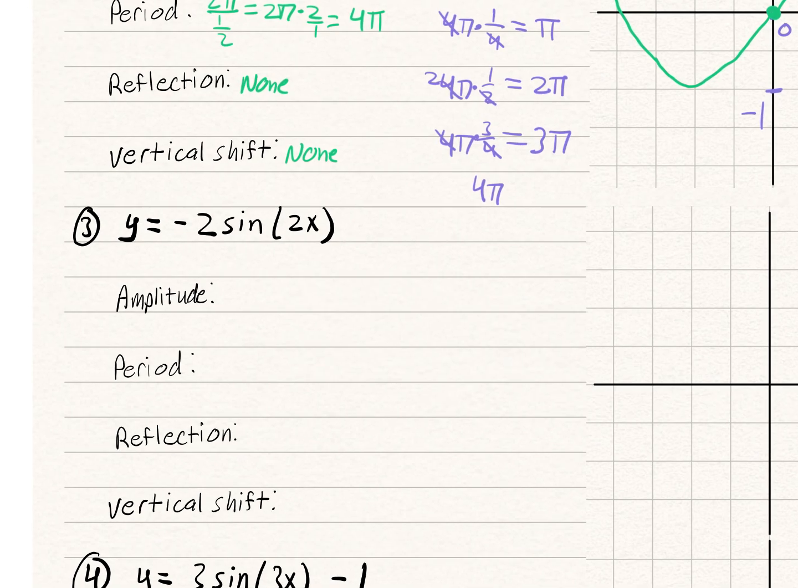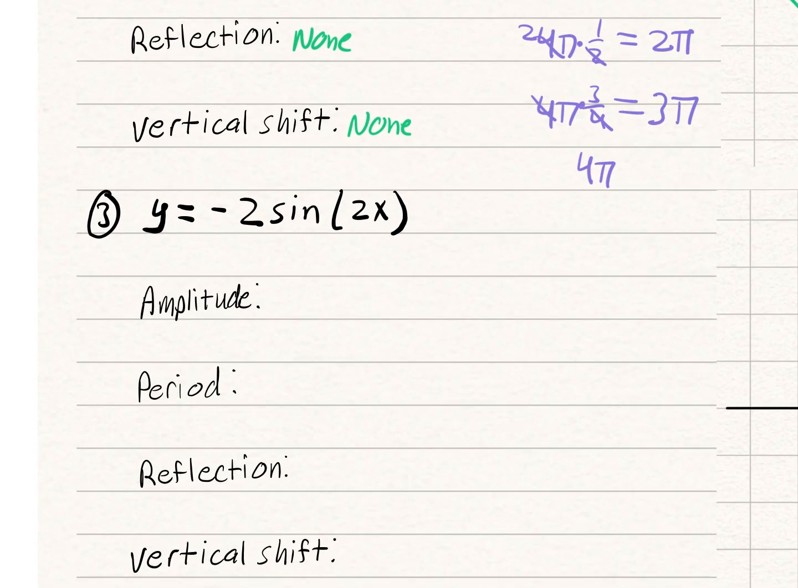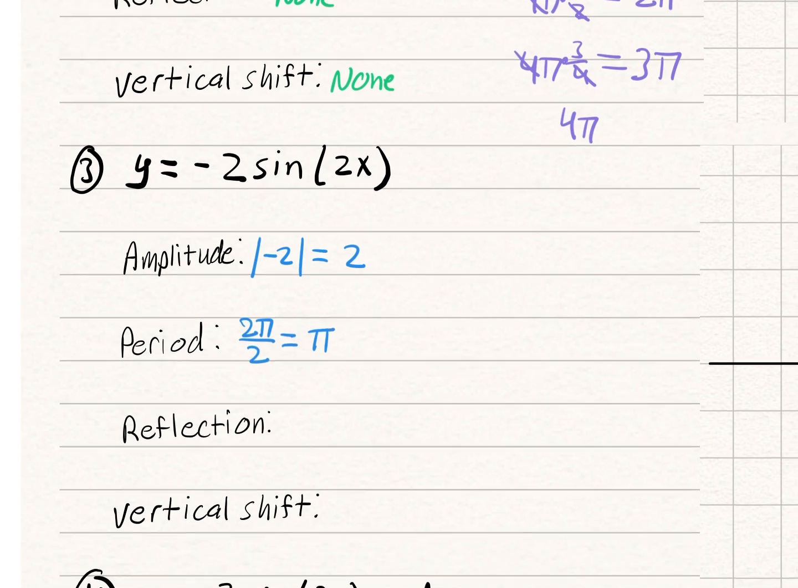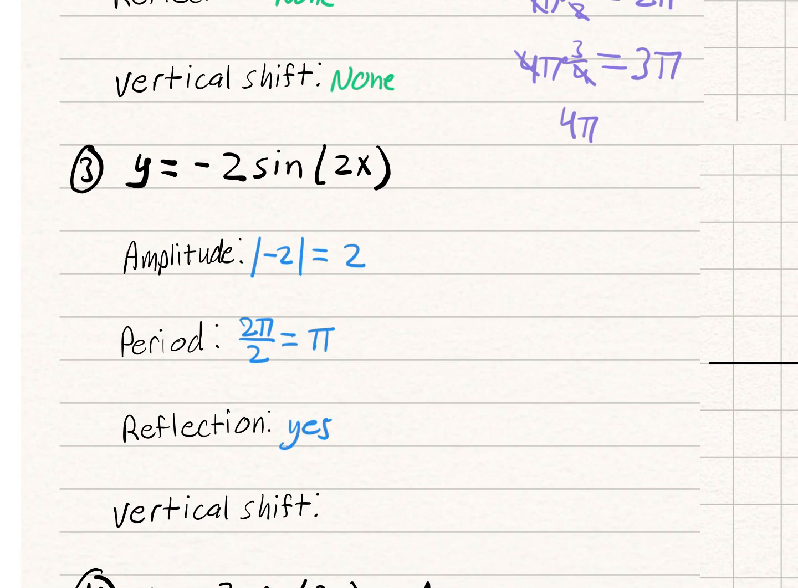We have an amplitude of 2, right? So keep in mind, amplitude is always the absolute value of A, and A here is -2. Absolute value of -2 is just 2. So we're going to go at its highest 2 and at its lowest 2 units. Period is going to be 2 pi over whatever's in front of the x, so 2 pi over 2 is going to be pi. Reflection, we do have a reflection here. There's a negative in front of my 2, and then I don't have any vertical shifting.